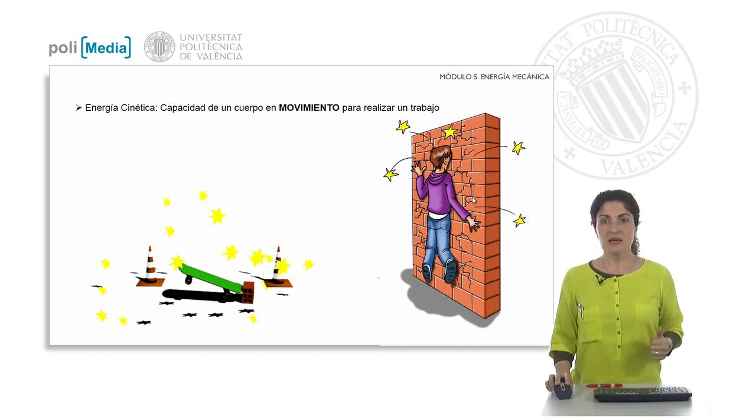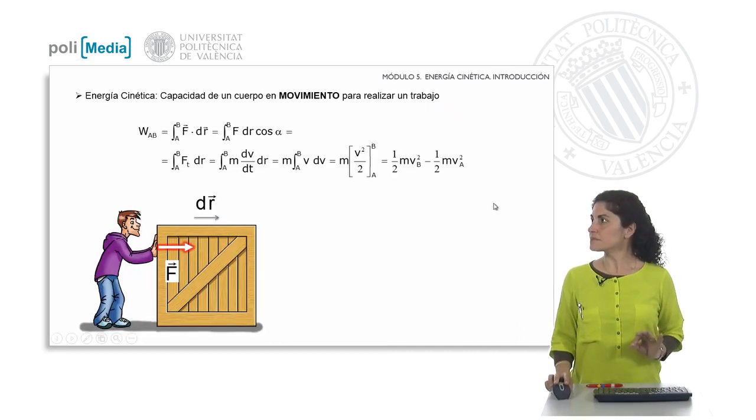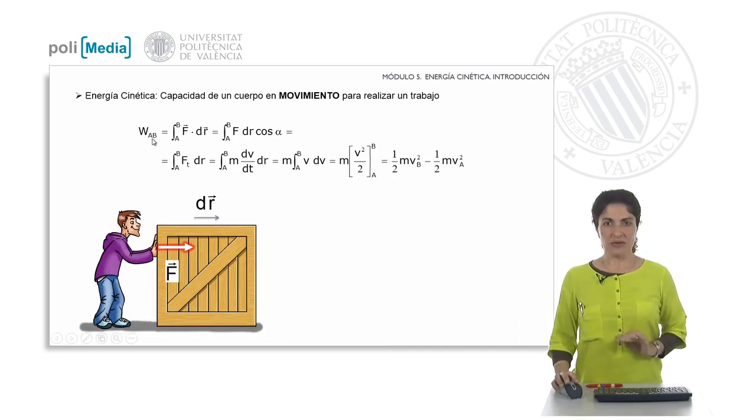We are going to analyze and get to know the algebraic expression that defines the kinetic energy. Starting from the relationship between work and energy, we start from the algebraic expression we saw in Module 4 for the work, which we calculated as the integral between an initial state A and a final state B of the scalar product of the force by the displacement. That was occurring in the body.